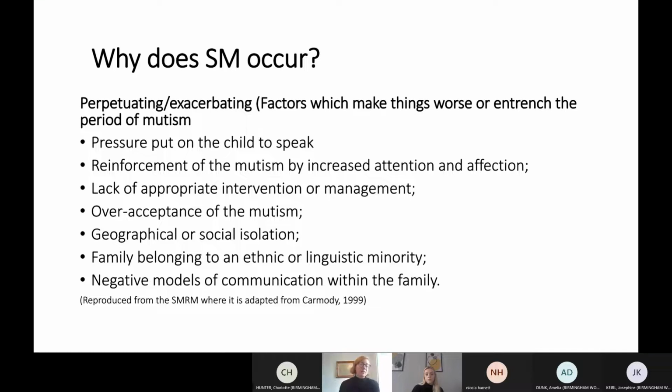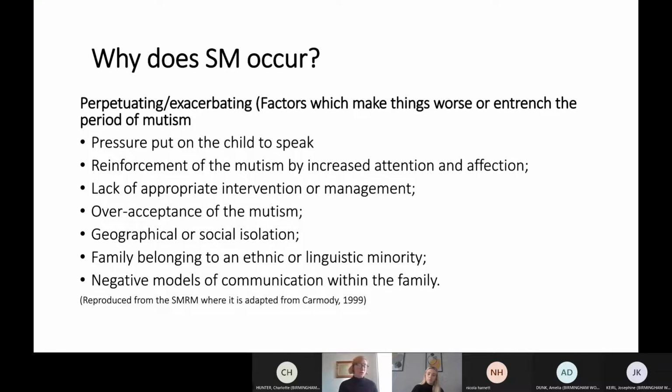And then perpetuating or exacerbating factors. These are factors that make things worse or entrench the mutism, so make the selective mutism last for longer. Unfortunately, these tend to be things that parents and school staff and adults generally do when a child doesn't speak. These, unfortunately, are things that make selective mutism worse. So putting pressure on the child to speak, reinforcing the mutism by increased attention and affection. So they're maybe babied or taken under the wing by a TA who likes that kind of caring role and actually doesn't challenge them in any way.